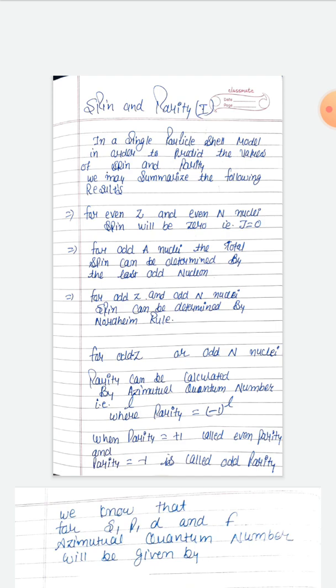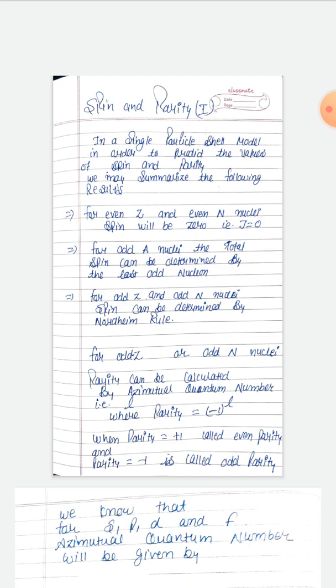But if we want to calculate the parity, first of all we have to know about some quantum numbers, that is the azimuthal quantum number, denoted by L. Parity can be calculated by using the formula (-1)^L, where L is the azimuthal quantum number. If parity is +1, that is positive parity, it is called even parity. But if parity is negative, that is -1, then it is called odd parity.